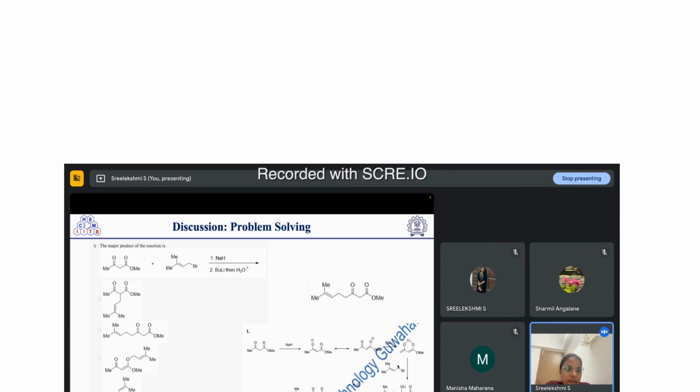And then, upon addition of our second compound, this double bond will add to this position, and this bromide will leave. So we will get this particular intermediate.